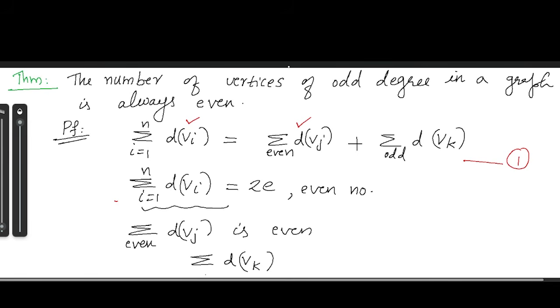sigma d of Vk over odd degree equal to sigma d of Vi, i varies from 1 to n, minus sigma d of Vj over even degree. This is an even number, this is an even number. And so even number minus even number is even. And so sigma d of Vk is even. That means the total number of terms in the sum must be even to make the sum an even number. And hence the proof.